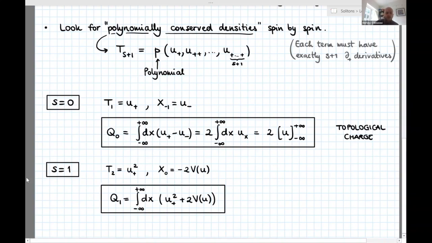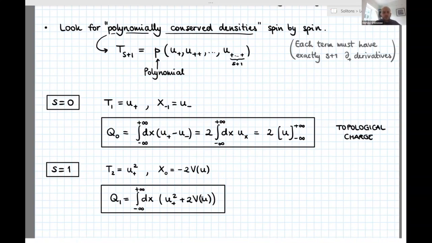For spin 1, it turned out that t had to be proportional to u plus squared. There was also potentially a u plus plus term, but that was a total derivative, and so we could drop it with no loss of generality. Then we found the corresponding x, and the conserved charge of spin 1, q1, became an integral over space of u plus squared plus 2 times the scalar potential v of u.